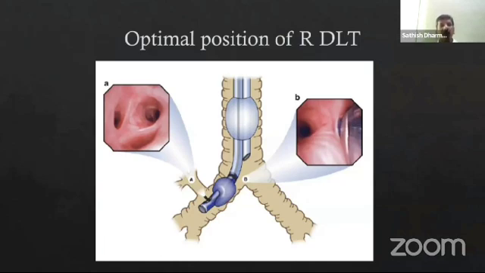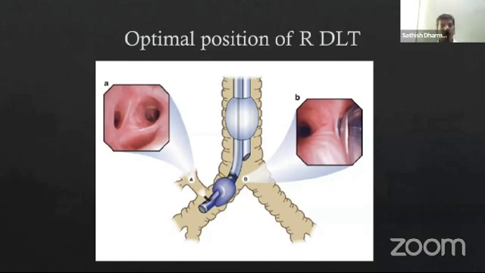left side and confirm whether it is above the secondary level carina, and make sure that it is above the, otherwise we'll have a higher airway pressure. That's how it has to be confirmed. Next is the right DLT. How are you going to confirm it?